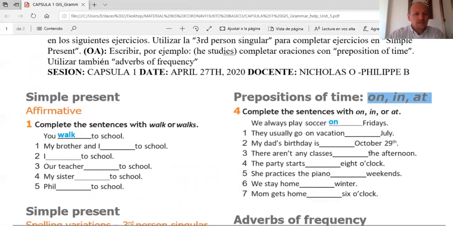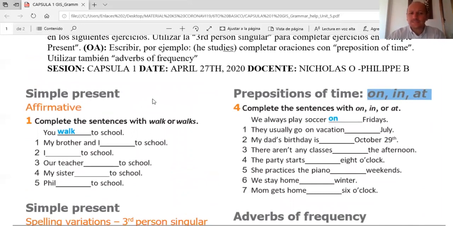Okay, let's start. Simple present, affirmative form. The affirmative form of simple present is very, very simple. It says, when you use he, she, or it, we are going to use walks. Remember, for he, she, or it, we're going to use walks. For I, you, we, and they, we're going to use walk. Okay?